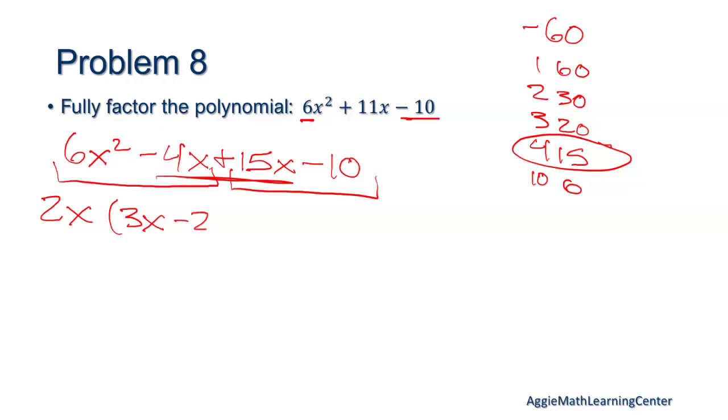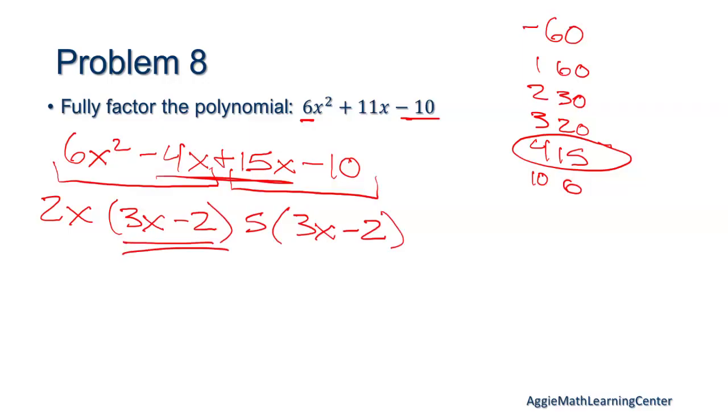Perfect. Awesome. Okay. What about this second one? What is the biggest thing we can take out of both of these? 5. Probably a 5. I agree. Okay. And then what are we left with when we take a 5 out? 3x. Perfect. -2. Awesome.